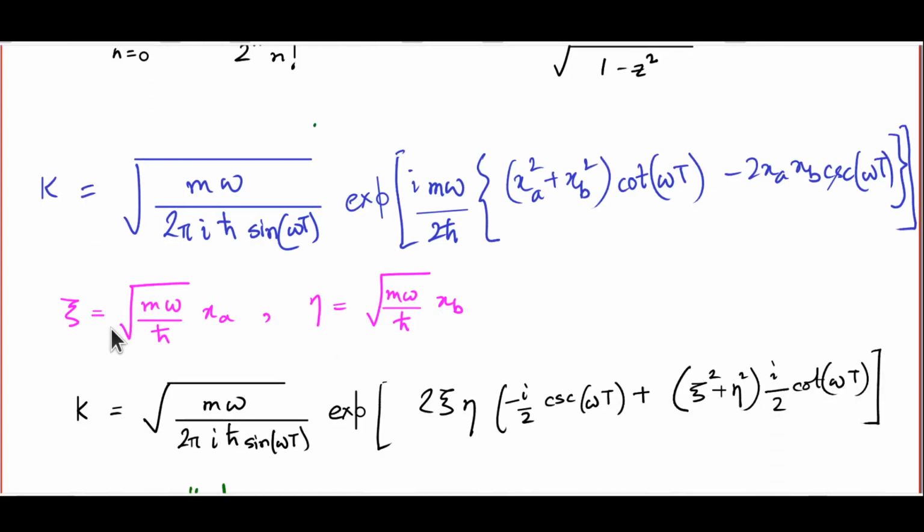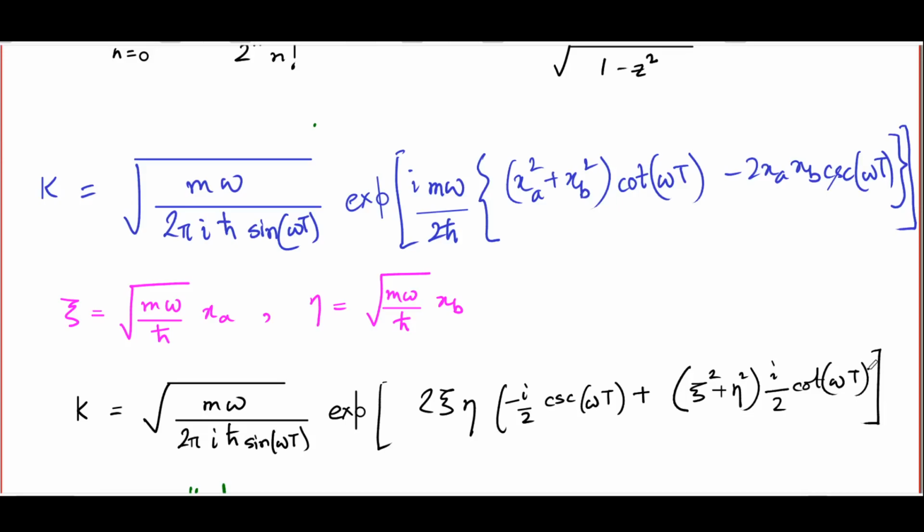The propagator now looks like the following. You have the square root of m omega by twice pi i h cross sine omega t outside. Within the exponential, you have twice xi eta, that's this term. Root over m omega by h cross whole square has been absorbed inside xi and eta, with minus i by 2. The minus comes from this minus and you have an i by 2 times cosec of omega t. And you also have an additional piece, xi square plus eta square times i by 2 cot omega t.